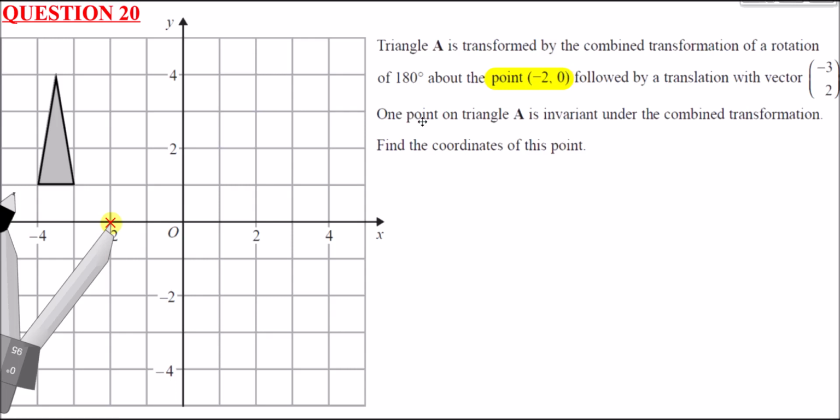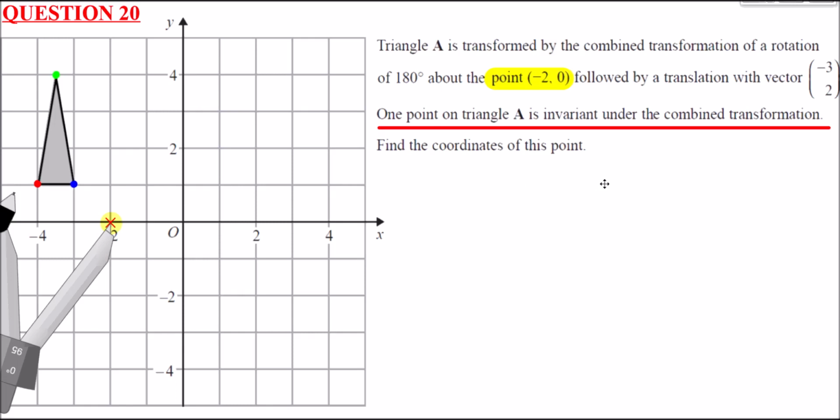One point on triangle A is invariant. So what on earth does that mean? Invariant means does not move. If something's invariant, it means it ends up in the same place as where it started. So my suggestion is going to be just to make a note of these 3 points on the triangle so we don't get confused or disorientated where each point's ended up. So just colour coding each point here for you. The top point I'm going to put as a green point, the bottom left in red, and the bottom right in this blue colour.